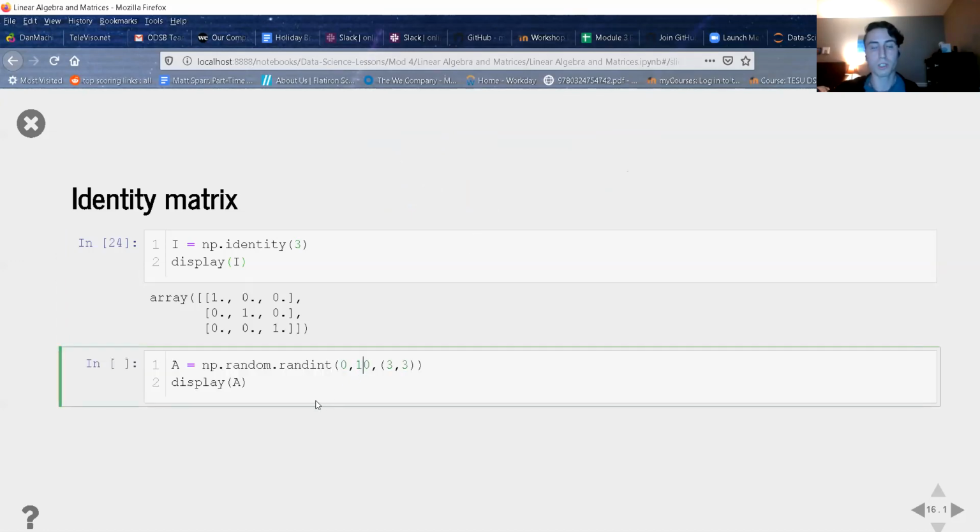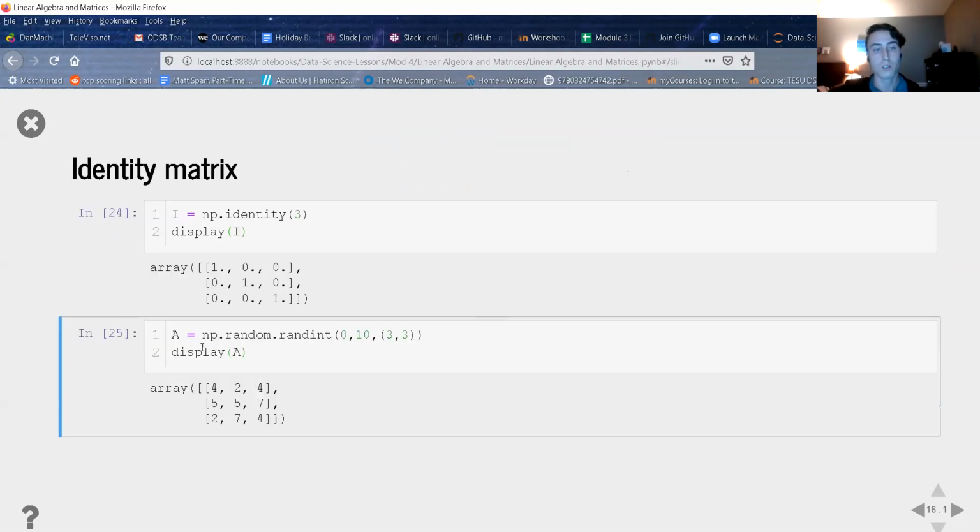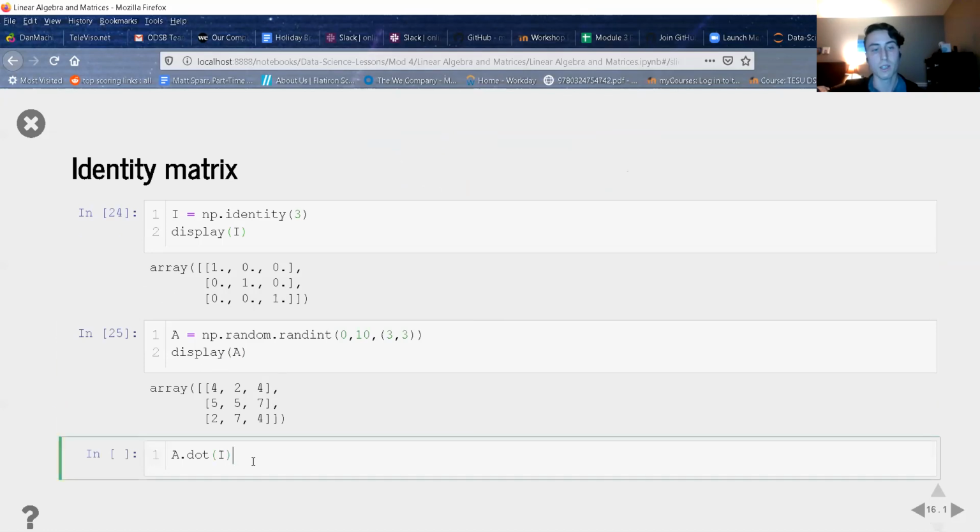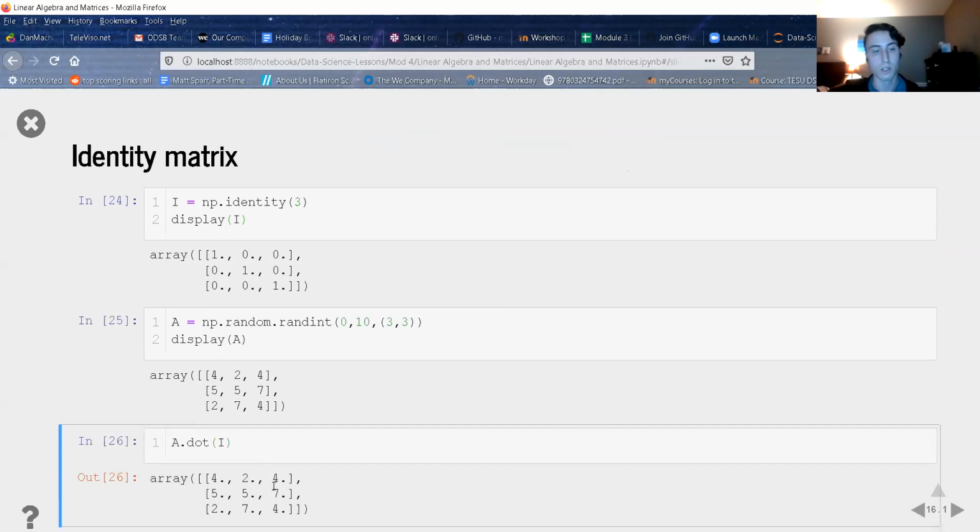So a property of the identity matrix and why it's important is that anytime you multiply a matrix by an identity matrix, you get the same matrix back. So it basically keeps the matrix and results in no change. So if we have this matrix here, A, and then we do the dot product of it with its identity matrix, we see that we get the same matrix back.